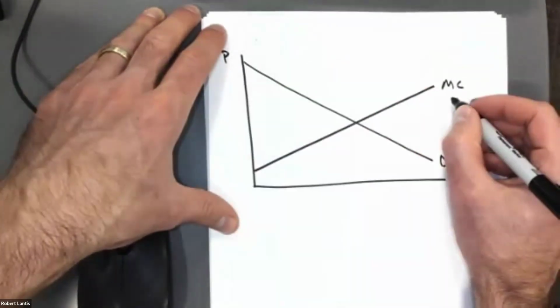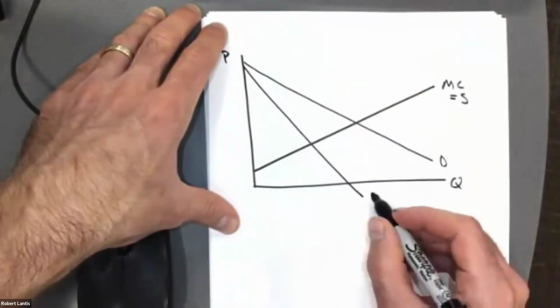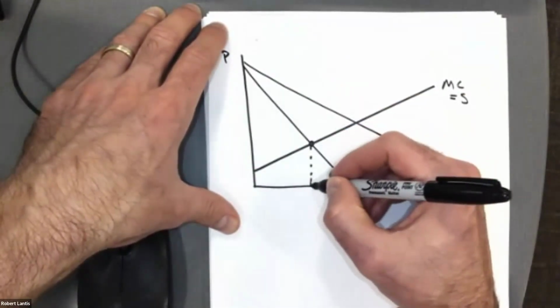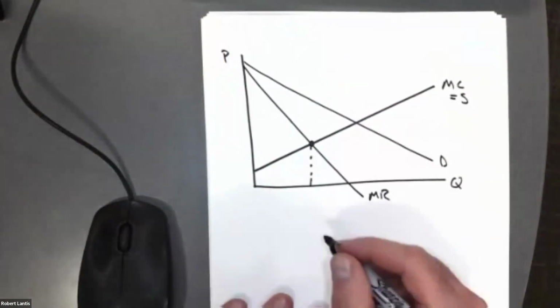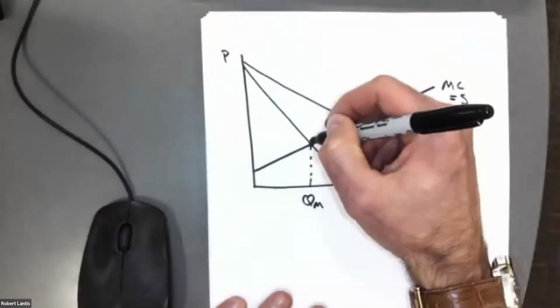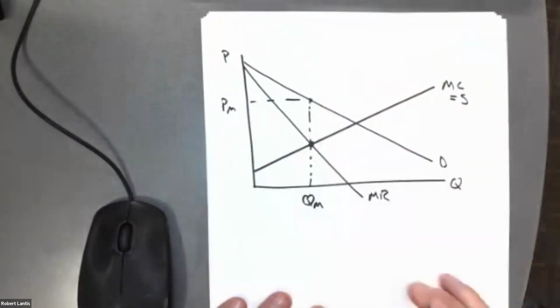If I only have one firm, that represents supply. I've got my marginal revenues. We said, where does the profit maximizing single price monopolist set the quantity? Where marginal revenue is equal to marginal cost. They go up to the demand curve to set that price.